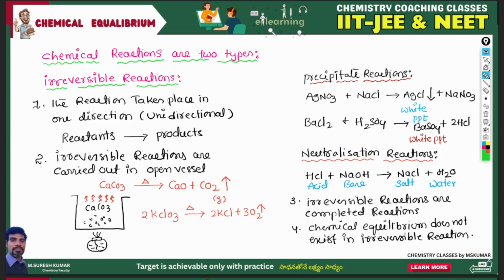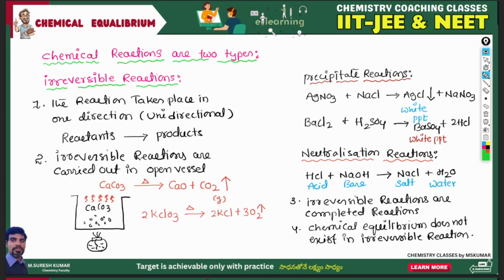Third point, irreversible reactions are completed reactions. Completed reaction means after a certain period of time, reactants convert into product. Product never can be reacted back. That means reaction completed. Next, fourth point. In irreversible reactions, the state of equilibrium is not established. Clear?